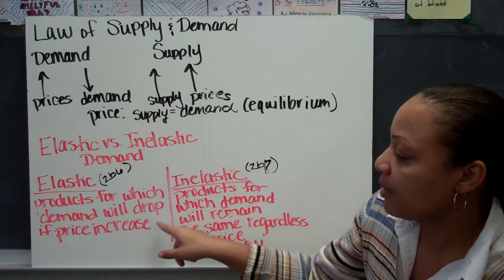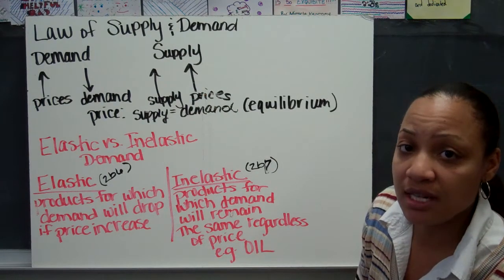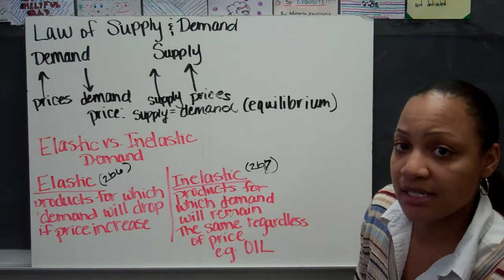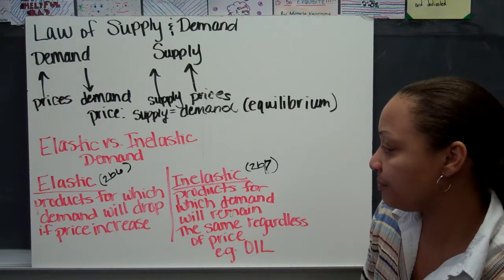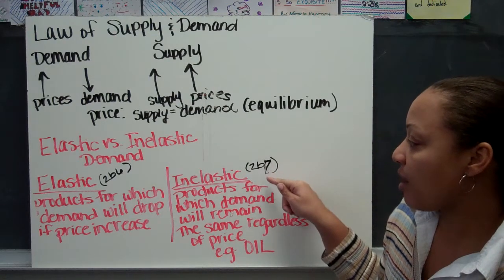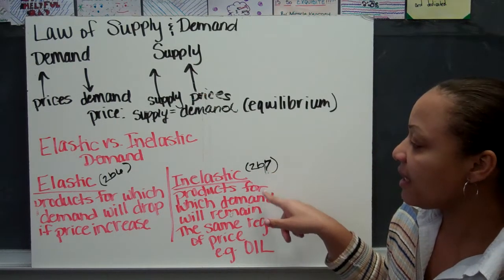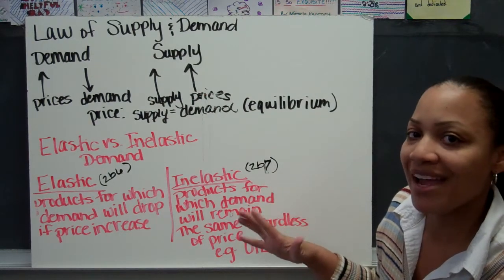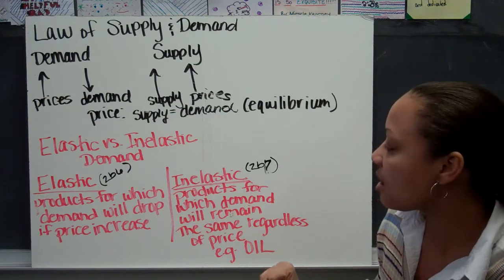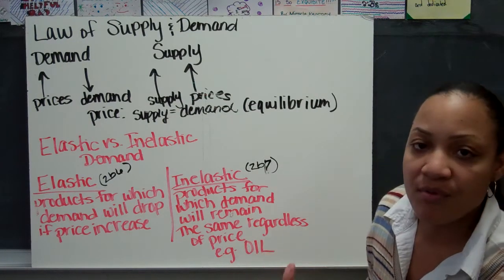So products for which demand will drop if the price increases, that is an elastic product. It doesn't matter if the price goes up, our demand is going to go down. Now, an inelastic product, and that answer is 2B7, is when the demand for the product will remain the same, like people will buy it regardless of how much it costs. An example of that is oil.